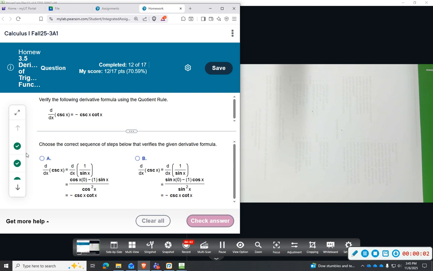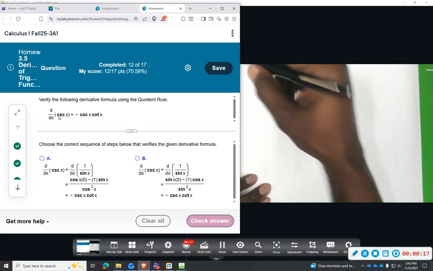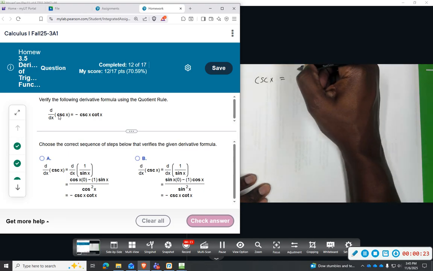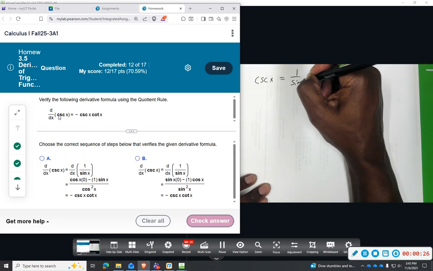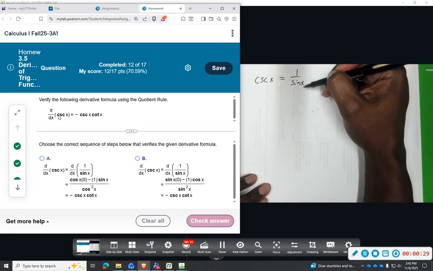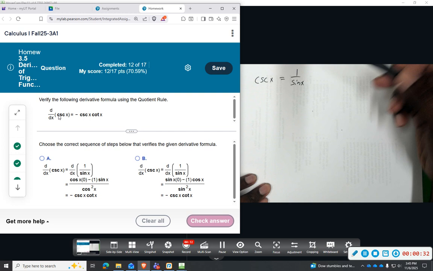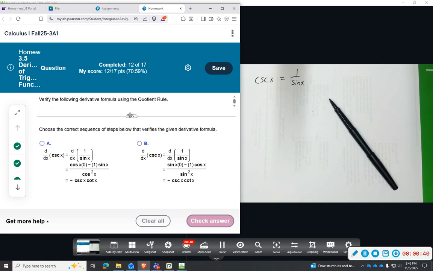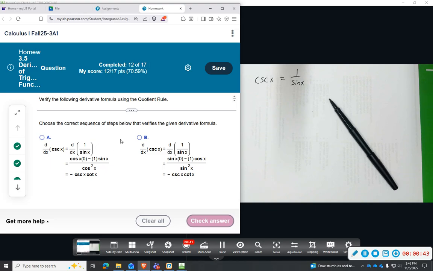All right, number 13, it wants us to verify the derivative using the quotient rule. So if we were to rewrite CSC of x as 1 over sine of x, we would do bottom times the derivative of the top minus top times the derivative of the bottom over the bottom squared, and we will go through that process, and we want to verify that this is what we get. So we're going to pick between these two which one matches up.